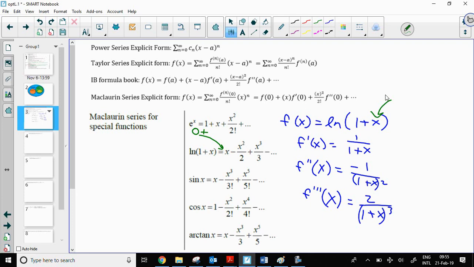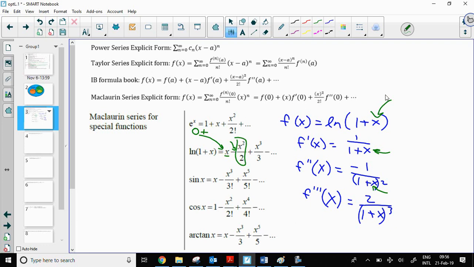Next, we do x times f prime of 0. So we put a 0 in right here, and then we just get 1 out. So it's just 1 times x, and that is indeed our next term. Then we're going to do x squared over 2 factorial times f double prime of 0. When I put 0 in right here, we get negative 1, so that's why I've got a negative here. And the remaining part is x squared over 2 factorial. They've just written it as a 2 instead of a 2 factorial. We'll see why in a moment.